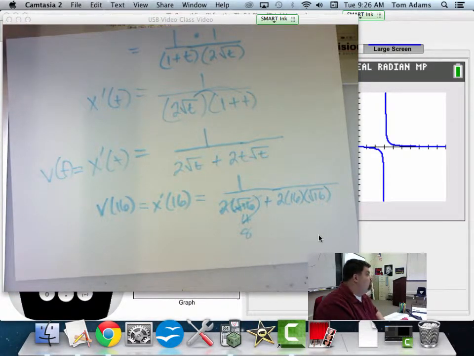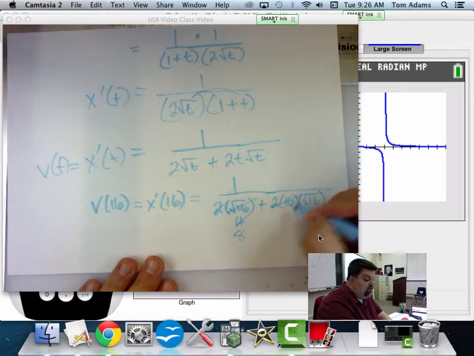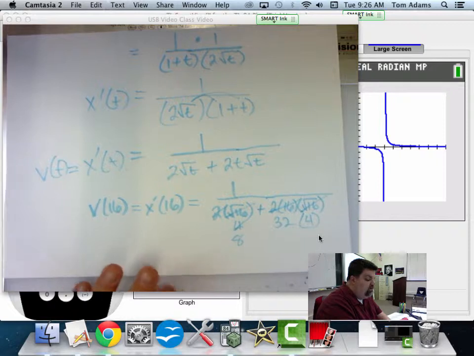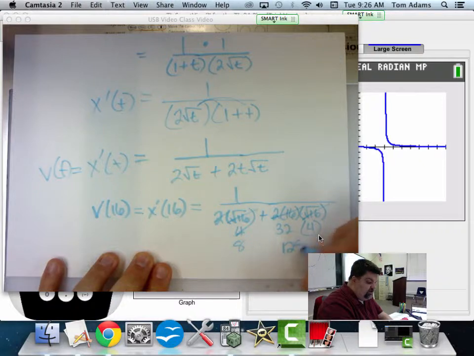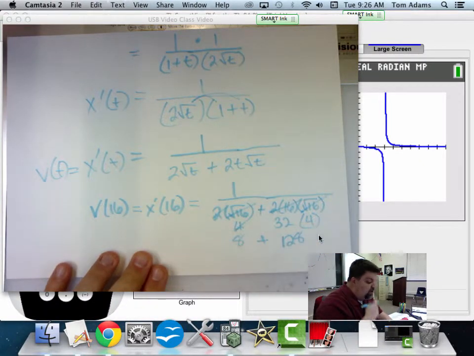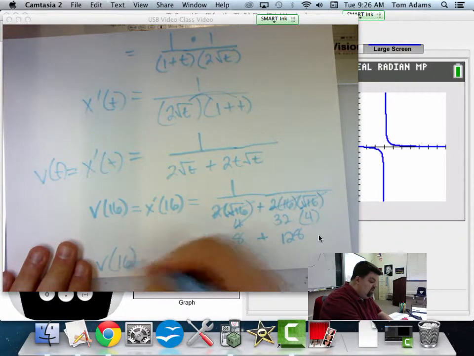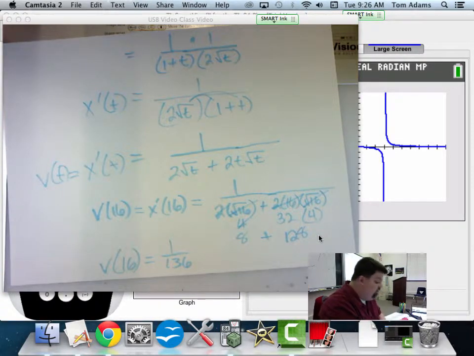You always focus on the principal root unless otherwise asked. Yeah, and I'll explain that in a second. Let me finish where we're at. This 2 times 16 is 32. The square root of 16 is 4. 32 times 4 is, what is that? 136? No. It's 128. 136 is what I was thinking when you add them all up. So the velocity at 16 seconds is equal to 1 over 136 units per second or whatever.